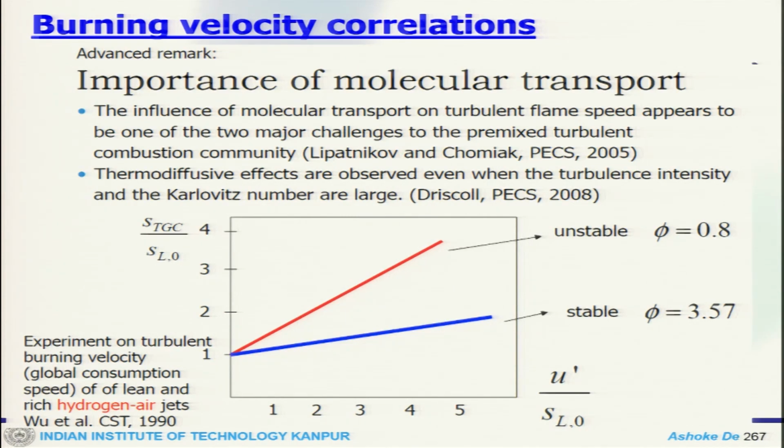Now, a slightly more advanced remark, which is the importance of molecular transport, which says that the influence of molecular transport on turbulent flame speed appears to be one of the two major challenges to the premixed turbulent combustion community. So, again these things are discussed in detail in this review paper in Progress in Energy and Combustion Science in 2005, and thermodiffusive effects are observed even when the turbulent intensity and Karlovitz numbers are large. This is in another paper by Driscoll in 2008, where it shows that this ratio with U prime by SL and for different equivalence ratios becomes unstable. So, these are the advanced remarks, topics and issues which one can find in this particular kind of review journal, where you can see a lot of review papers.